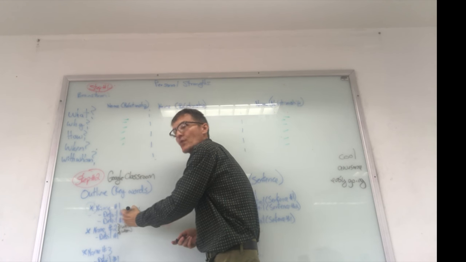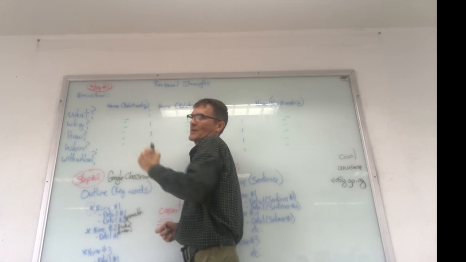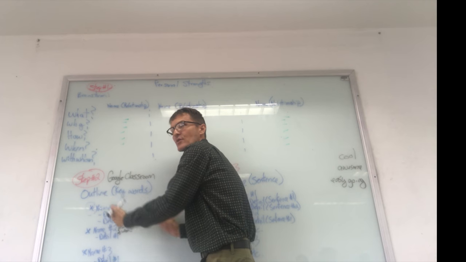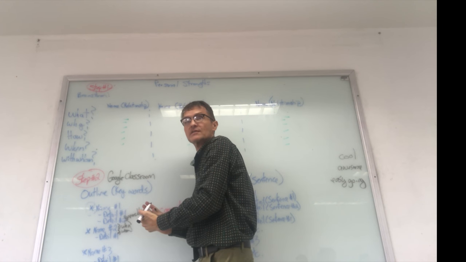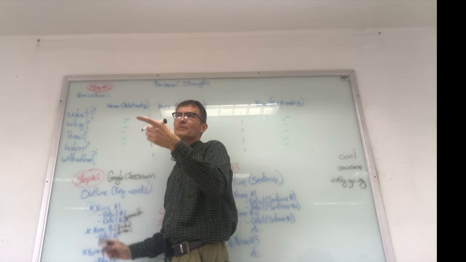You've got a bullet point for the name. You've got a bullet point for the characteristic, the adjective or the noun. And then you've got another bullet point for the detail, the example of that characteristic. See?